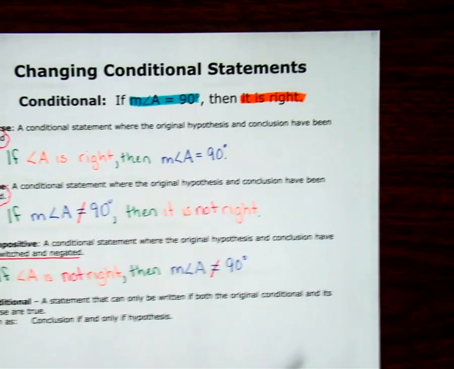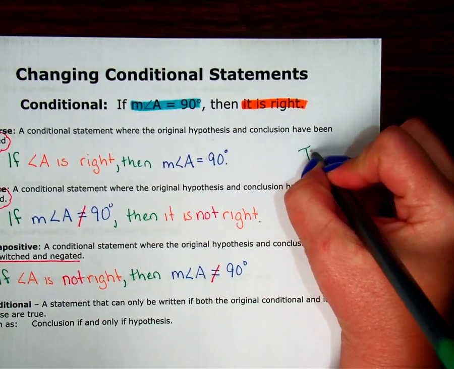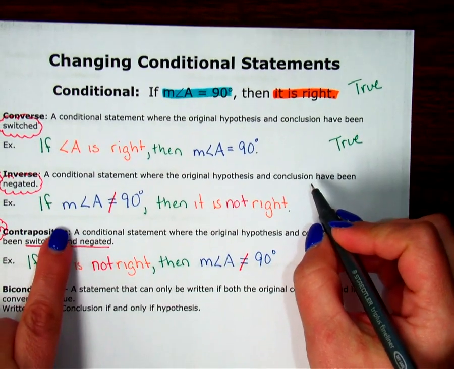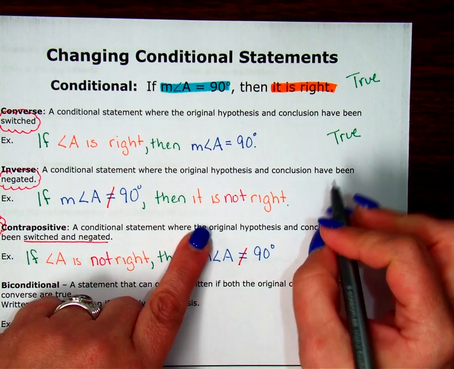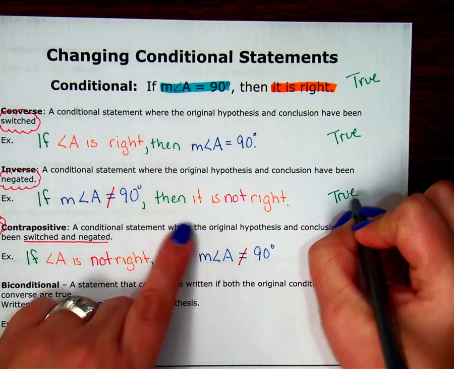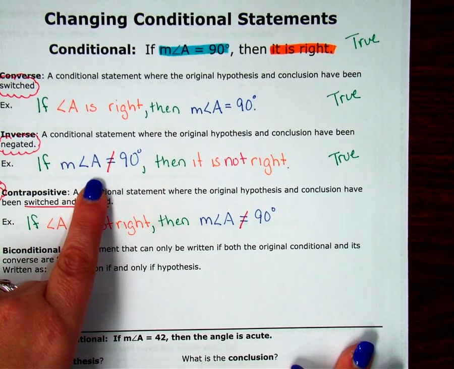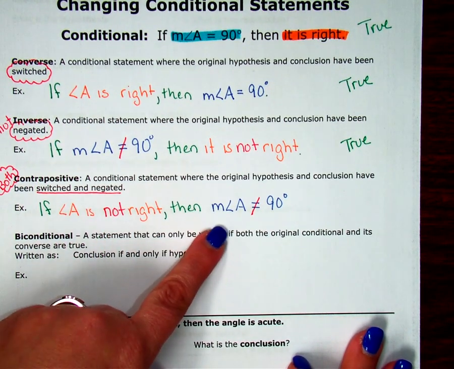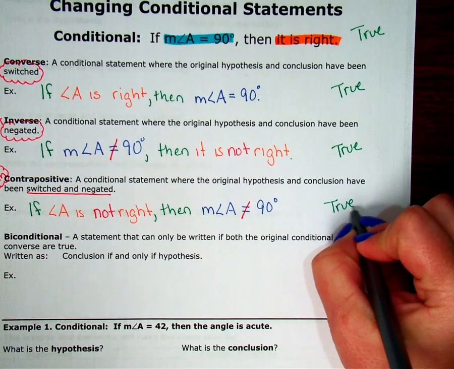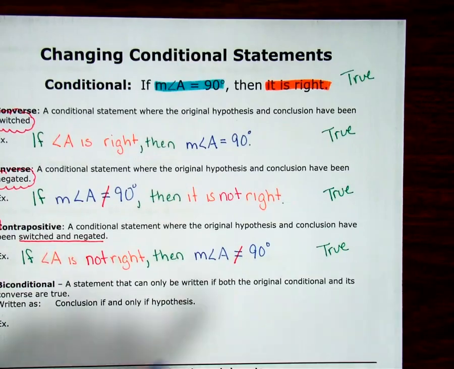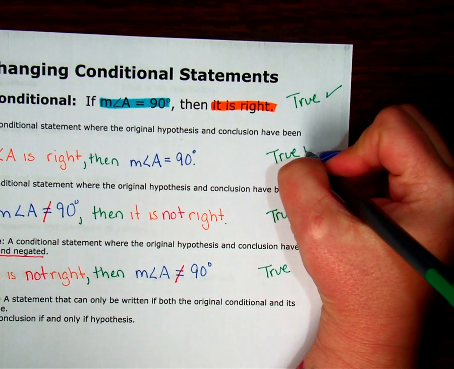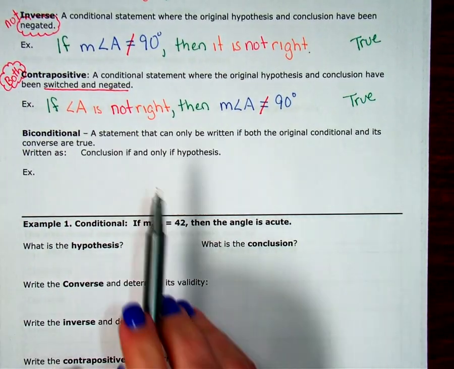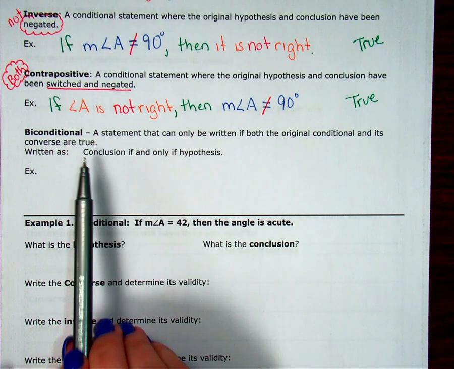So it's important to remember looking at your validity of each of these statements. This one is true. The original was true. If I look at my others, if the measure of angle A is not 90, then it's not right. That's also true. If it's not 90, that means it can't be right. It has to be obtuse or acute or straight or reflex, right? And then if angle A is not right, then it's not 90. That's also a true statement. Okay? So we can write our biconditional because the first two, the original and the converse, are both true. We can write a biconditional. Okay? Here's how we write a biconditional. Okay? We write it as conclusion.